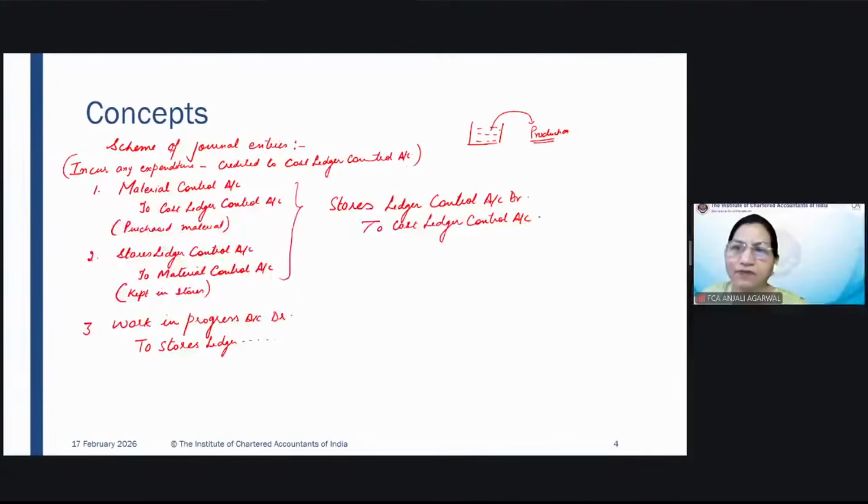Now, what if some of the material is not going directly to the production floor or factory floor for production, but it is used as an overhead, indirect material? Let's say it is used as an overhead. So first you charge it to production overheads control account.